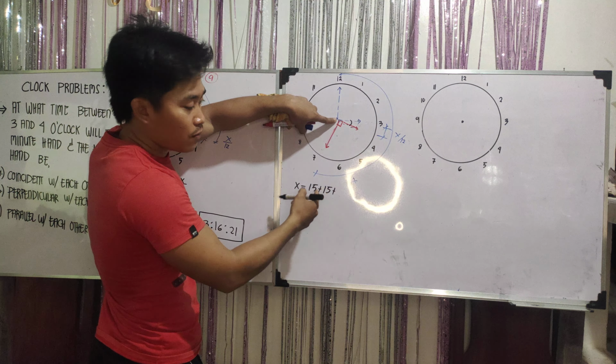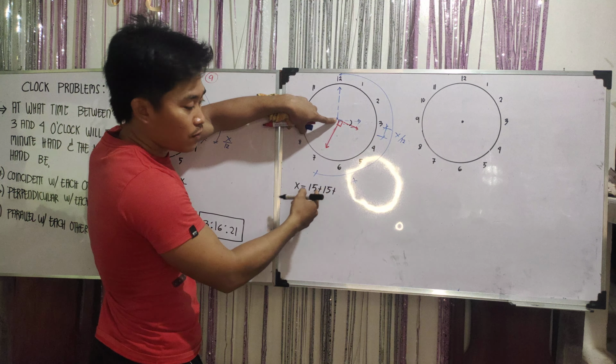So transpose, what's that? x minus x over 12 is equal to 30. x minus x over 12, this is what? 11x over 12 is equal to 30. And therefore, x is just what? 12 over 11 times 30. So x is what? 12 over 11 times 30. That is 32.72 minutes.